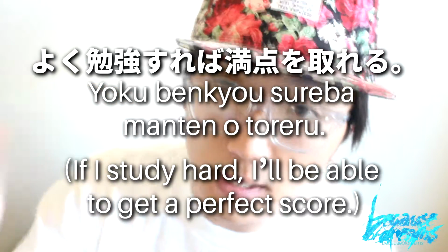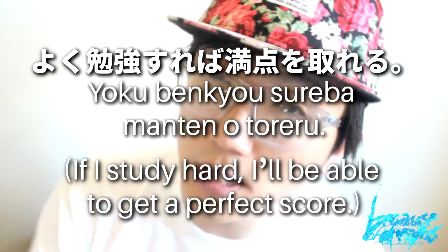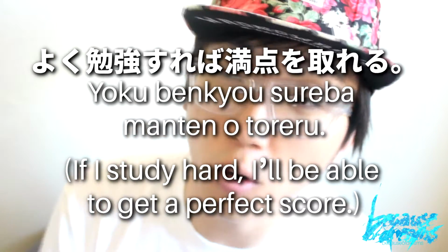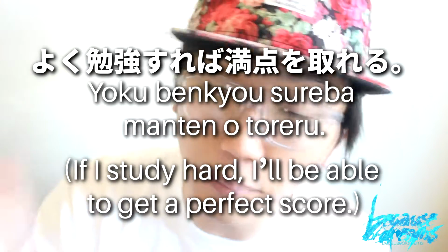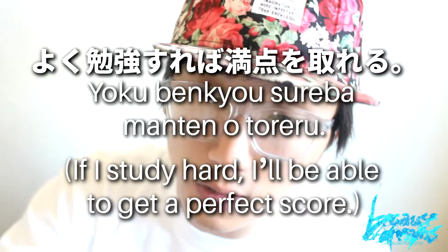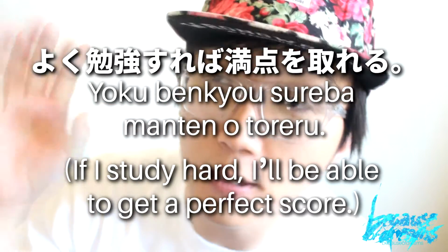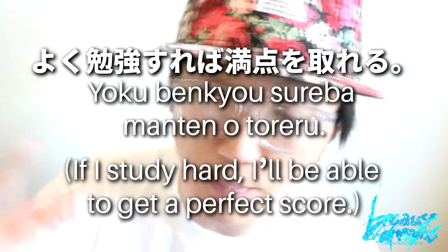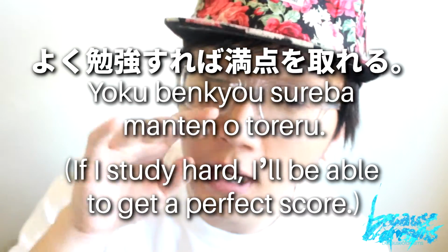For our first example sentence, we have the line "Yoku benkyou sureba manten o toreru." What this line translates to is basically just, "If I study well, I can score a perfect score," or "I can get a perfect score." If we break down the sentence bit by bit, first up we have yoku. Yoku here is going to be an adverb that modifies the word after it. It's going to mean "well," basically. And the word after it is benkyou suru, which is the verbal noun "to study."